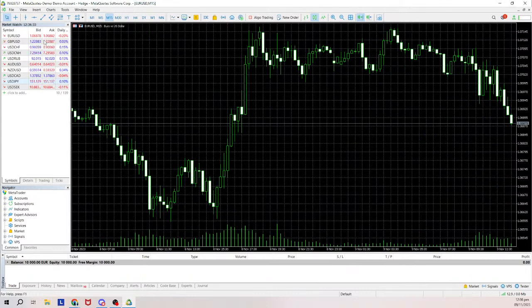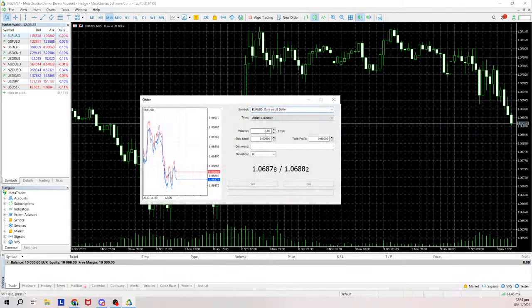Let's go ahead and, for example's sake, take a trade. We're expecting the euro to weaken further based on what we can see.